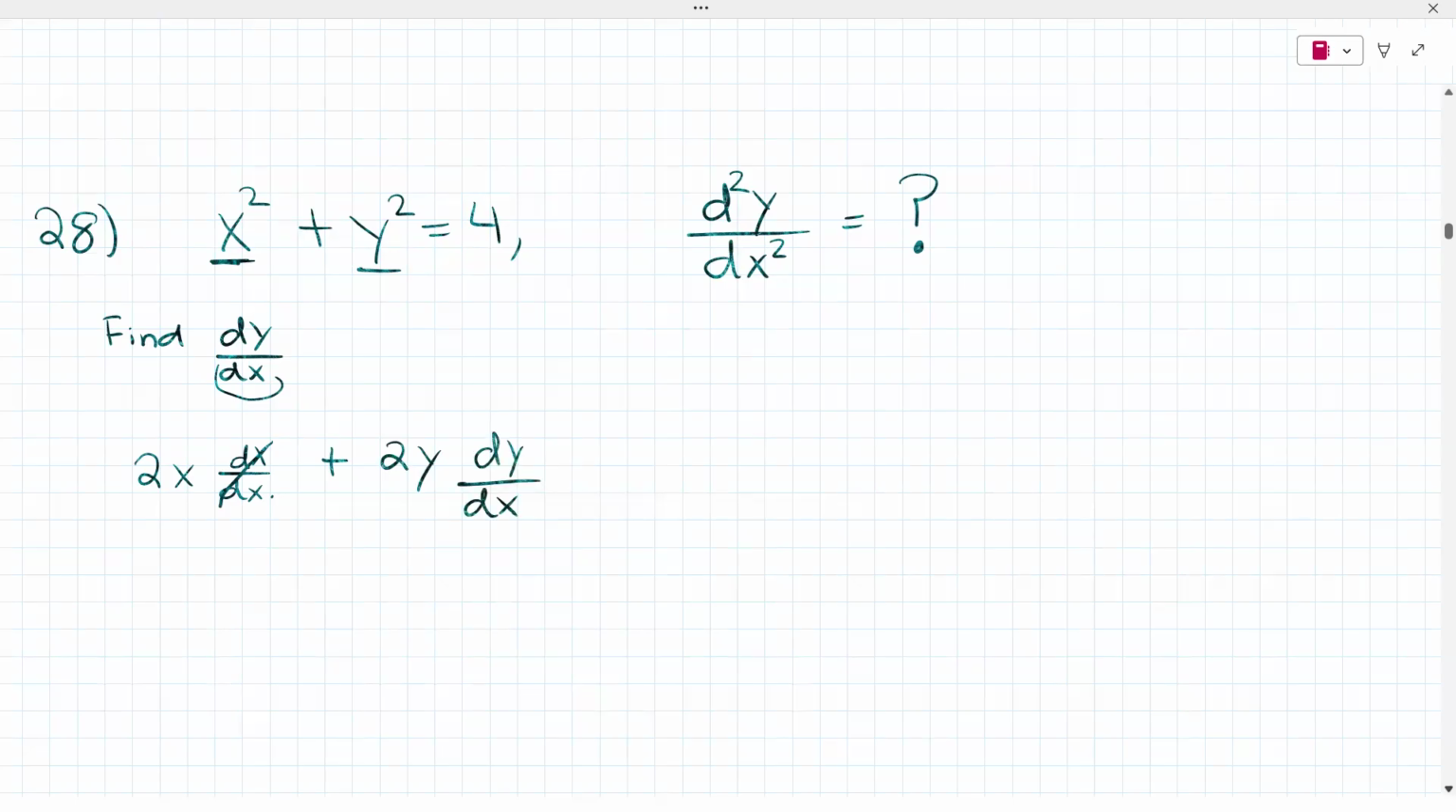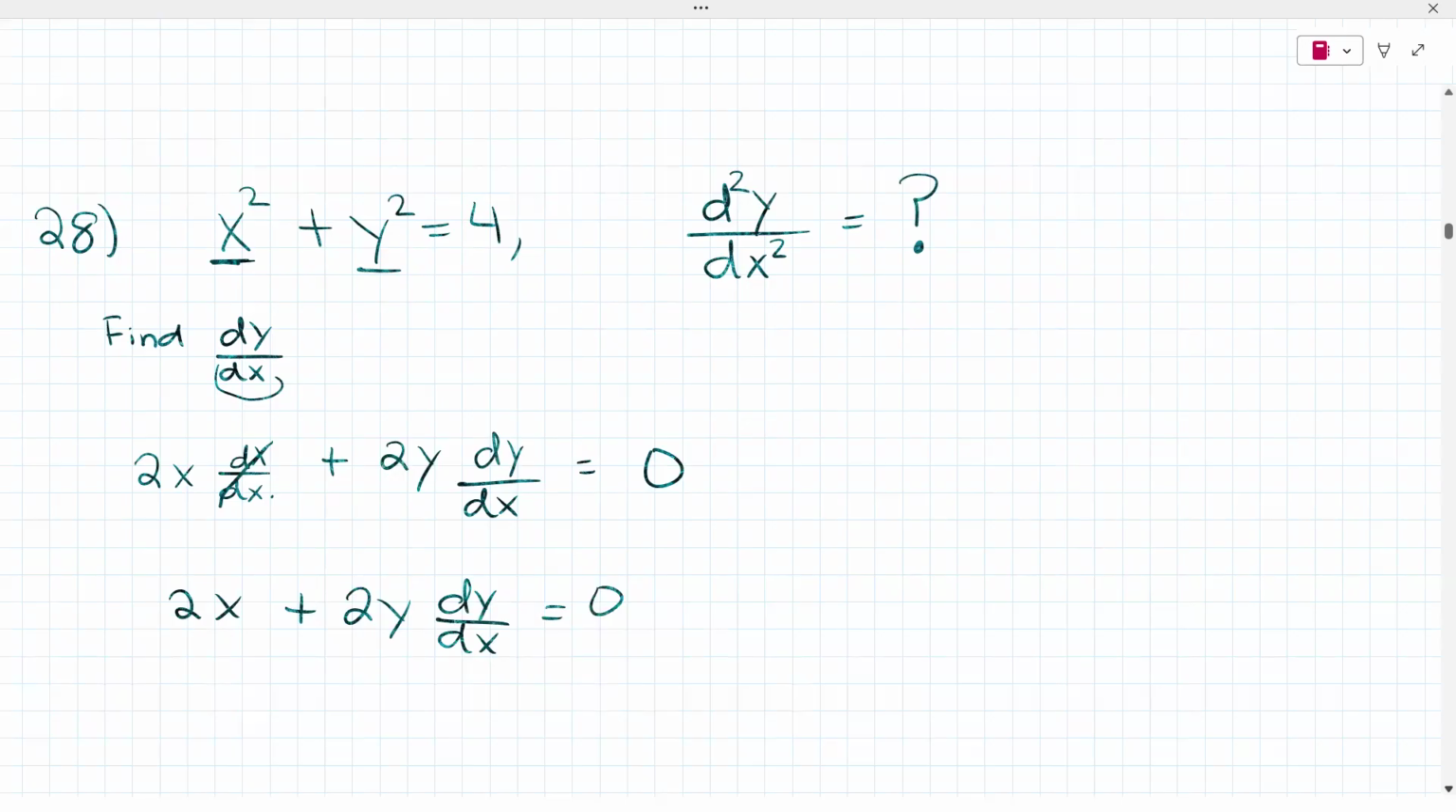Why do we have to add the dy dx? Well, the dx is because we're taking it with respect to x. The dy on the top is because we have the letter y. That's how I remember it. And then the derivative of a constant is 0. So you have 2x plus 2y dy dx.